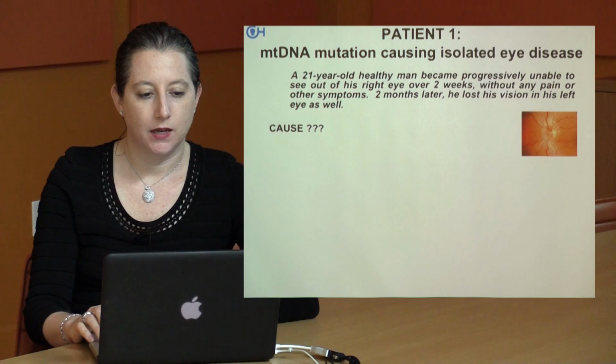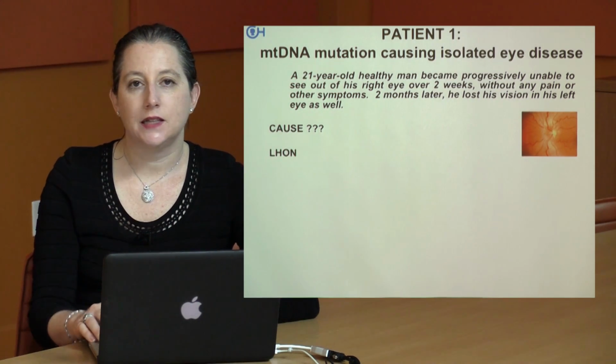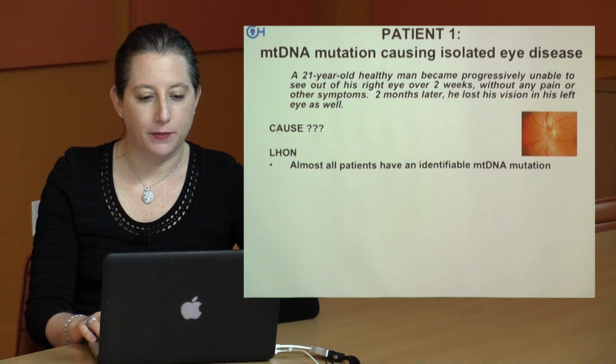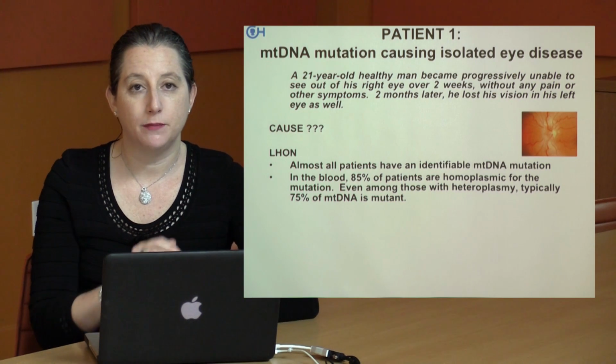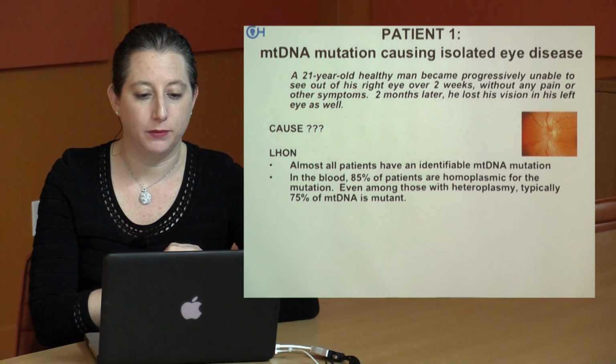What can do this? This is classic for Leber's hereditary optic neuropathy. Almost every patient in whom this is the cause has an identifiable mitochondrial DNA mutation, and most of them have a very high level of that mutation in their blood.